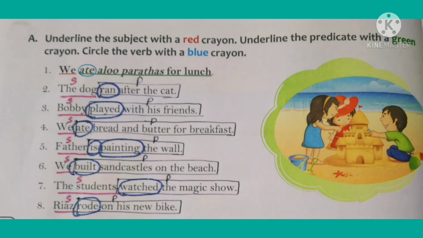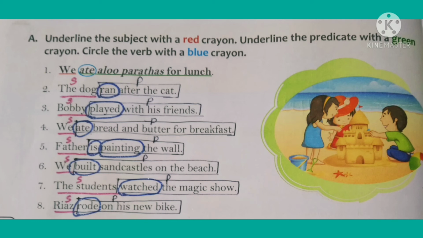Fifth one, father is painting the wall. Who is painting the wall? Father. That is subject, and the action word is painting. Is, you have already learned that is, am, are are helping verbs. And what the subject is doing? Is painting the wall is the predicate.